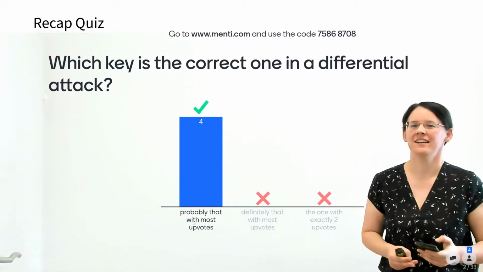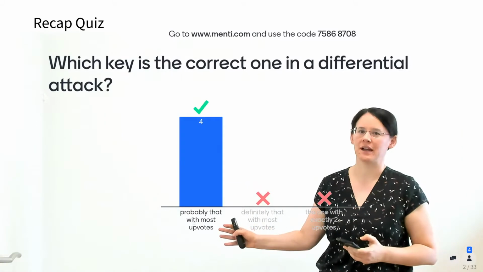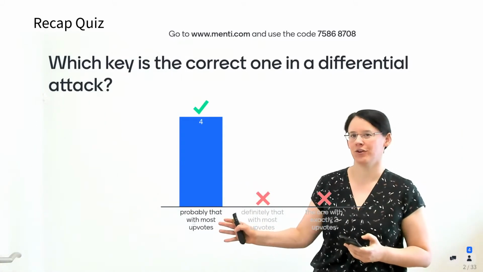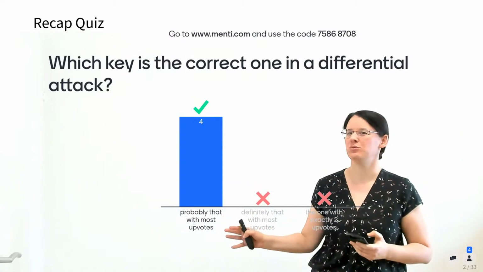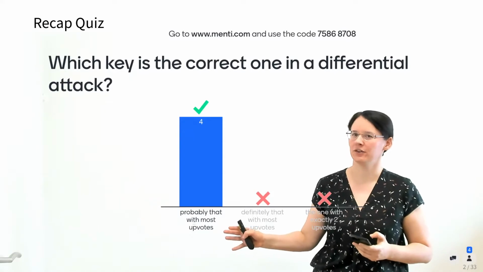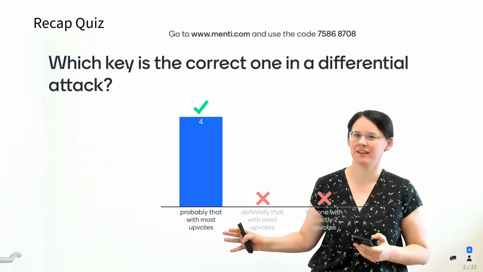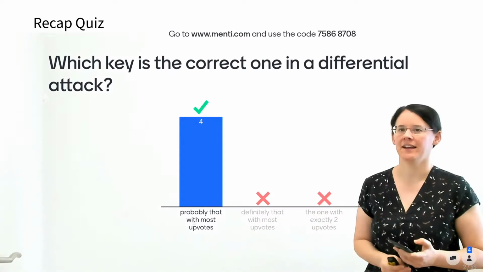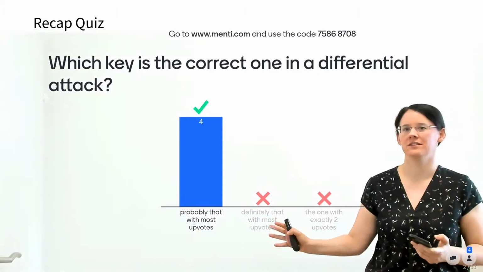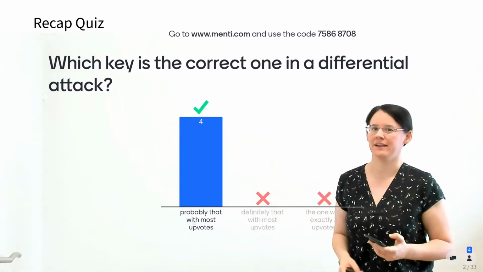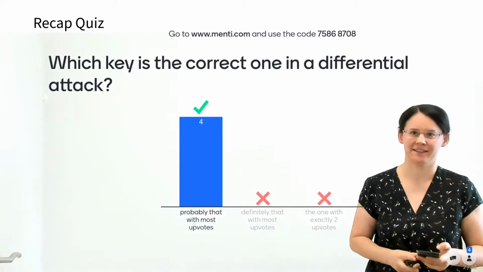Absolutely correct. It's most likely the one with the most upvotes in case we have collected sufficient data. If we do not have sufficient data, this might not be the case, so there might be an incorrect key that by chance has a higher upvote count. So it's not guaranteed, but most likely with this suitable attack setup.